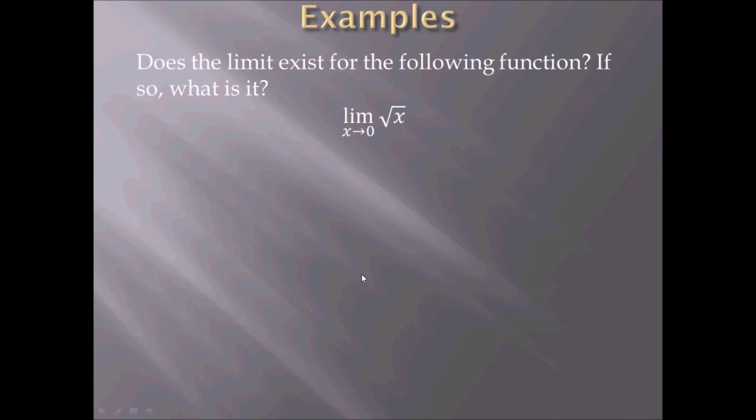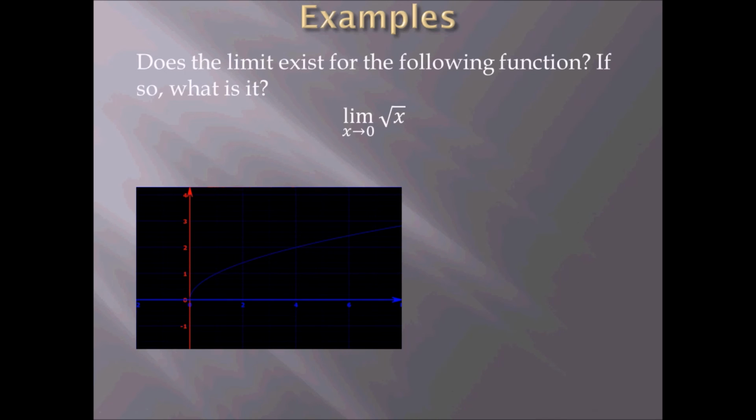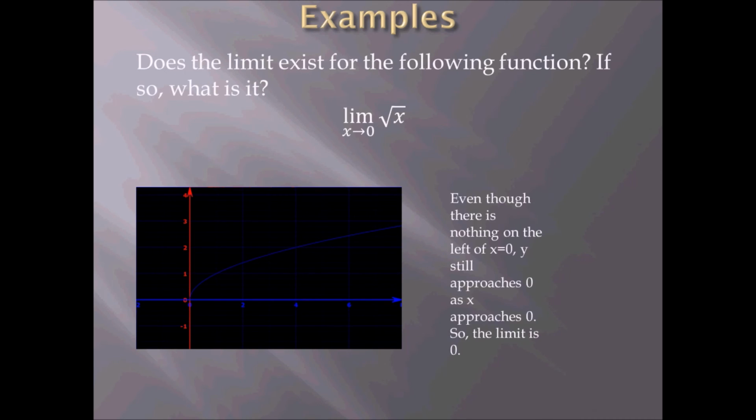Okay, so we have our last example here. The limit as x approaches 0 of the square root of x. Our graphical representation again. And just note, there's nothing on the left of x equals 0, but the limit still exists because as x approaches 0, y is still approaching 0, so the limit is 0.